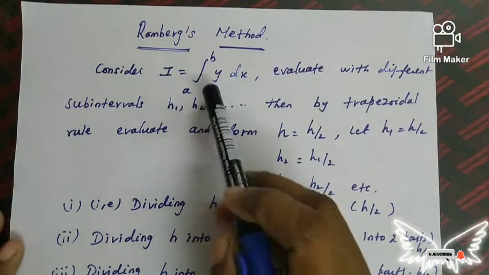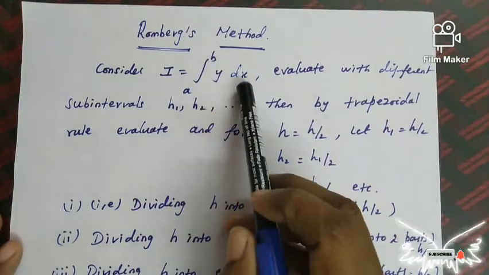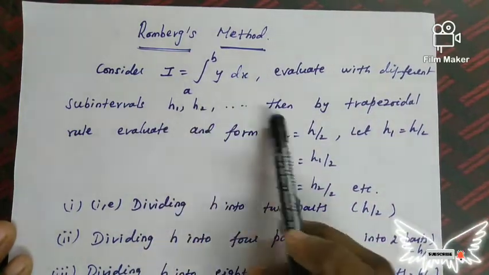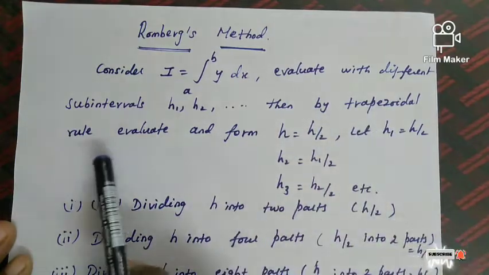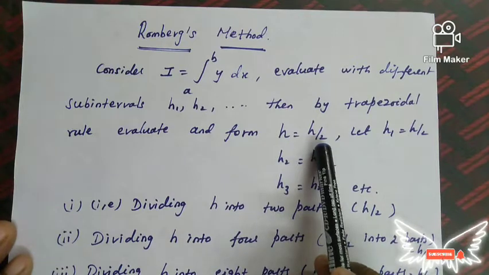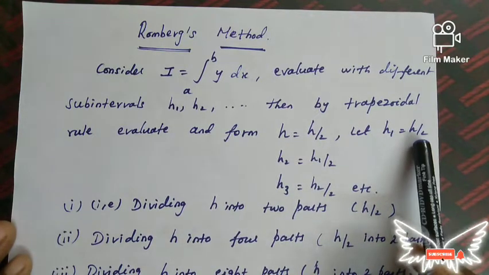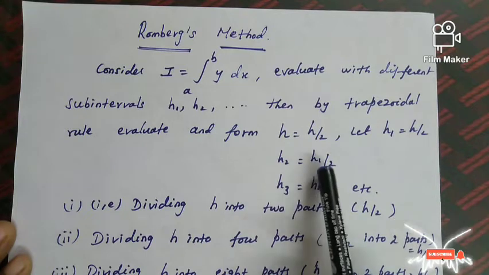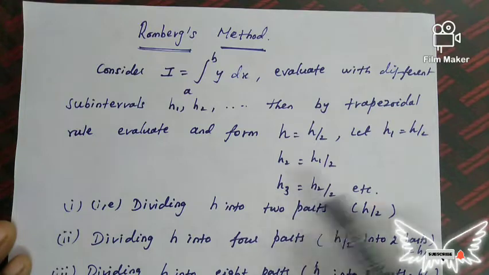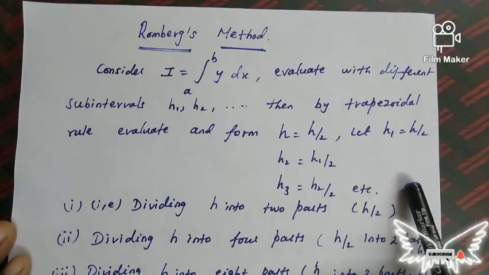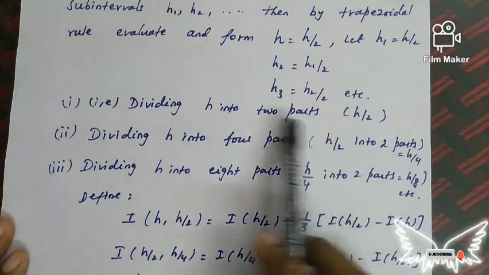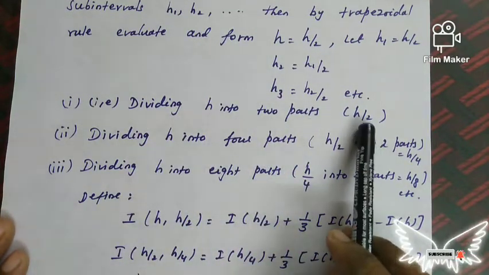Consider I is equal to the integral from a to b of y dx. Evaluate it with the different subintervals h1, h2, etc. Then by the trapezoidal rule, evaluate and form h equal to h by 2. Let h1 equal h by 2, h2 equal h1 by 2, h3 equal h2 by 2, h4 equal h3 by 2, etc. That is dividing h into two parts, that is h by 2.